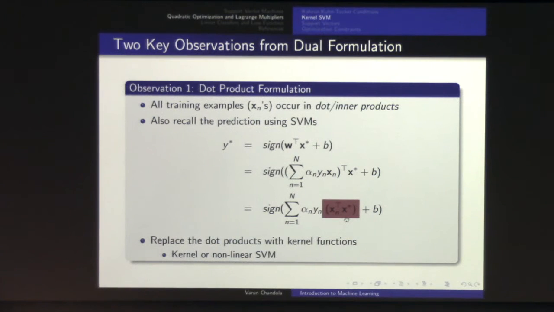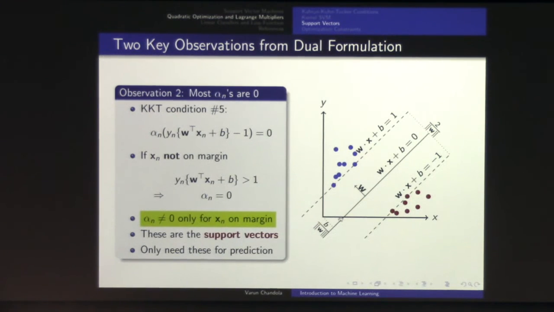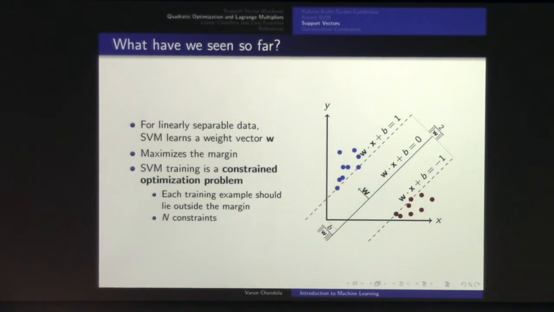But what happens is that because of the property of these alphas, because of that KKT condition, most of the alphas are 0. So this summation does not go from 1 through 1 million. It only runs for those alphas which are not 0. So that makes it very efficient in that sense. And also the fact that you have an inner product means you can use kernel functions. So anyway, that's the whole story behind support vector machines.